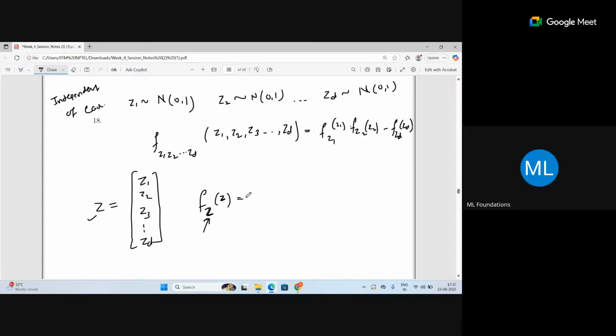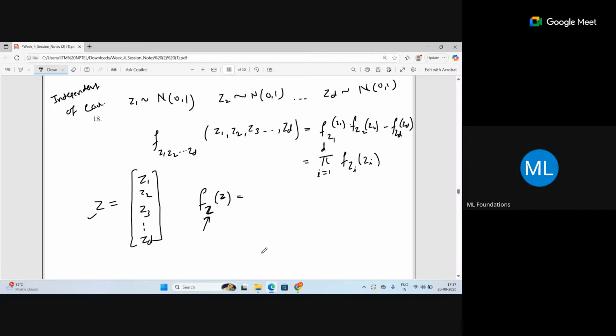So how does this product look? I can write it like this, right? Pi is the sign for product here, product of i equal to 1 to d. That means we are taking a product of all of these random variables from 1 to d, and let's say it is f zi of zi, like this, right?